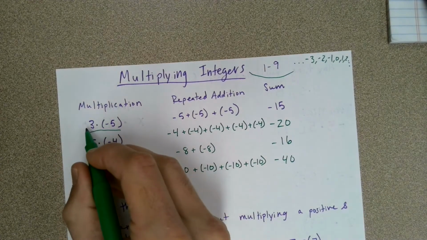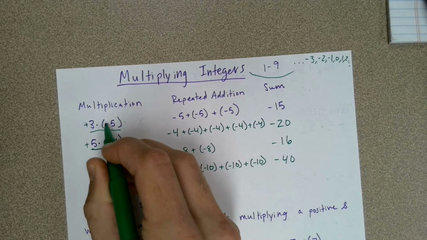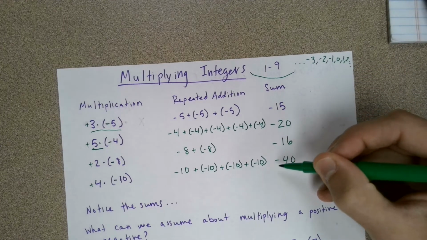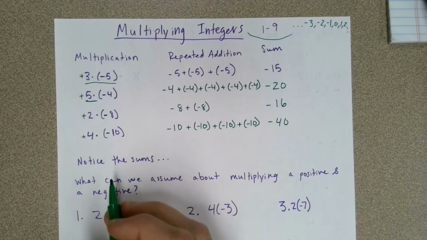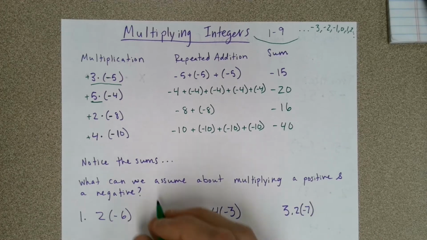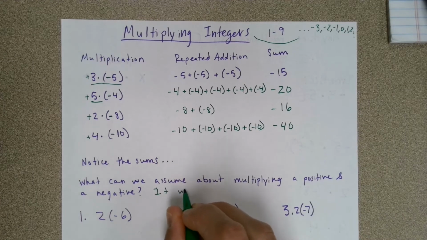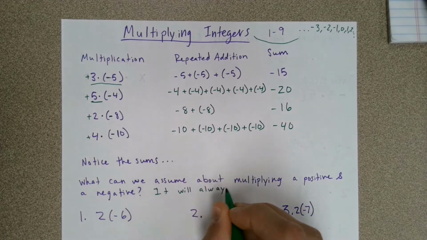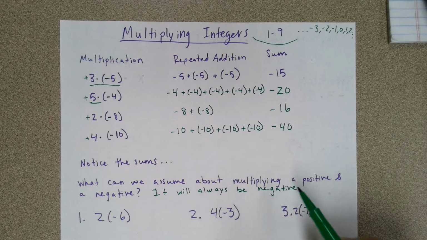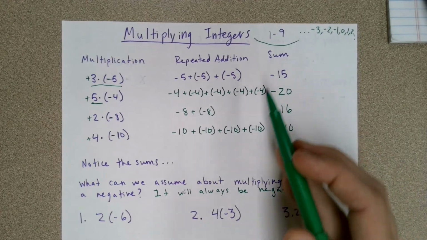All right, now I want you to notice something. In our multiplication, we have one positive, that's what I started it all with, and one negative right here. And notice that all of our sums turned out negative. We have -15, -20, -16, -40. So what can we assume about multiplying a positive and a negative? Looking at our answers, we can assume it will always be negative. We'll talk a little bit more about that in a second, but I just wanted you to be able to see that for yourself. Positive times a negative is always going to be a negative.